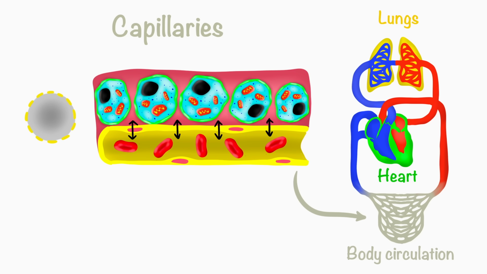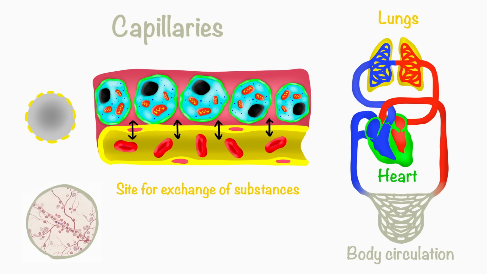Capillaries are the smallest blood vessels in the body, so small they can only be seen under a microscope. Despite their tiny size, capillaries are perhaps the most important part of the circulatory system. They're where the actual exchange of substances between blood and tissues occurs. Several features make capillaries perfectly adapted for this exchange function.